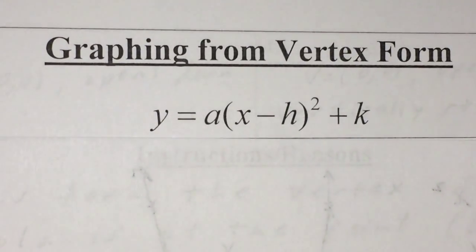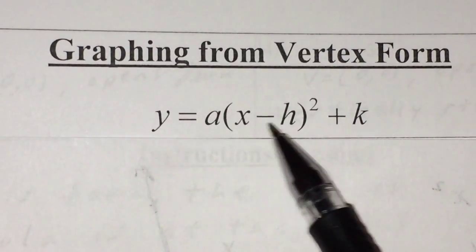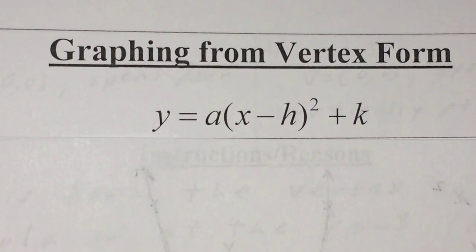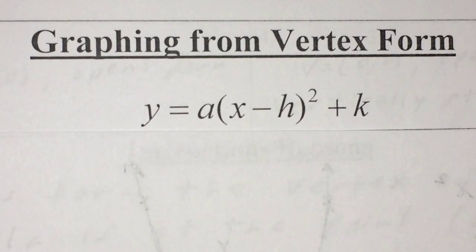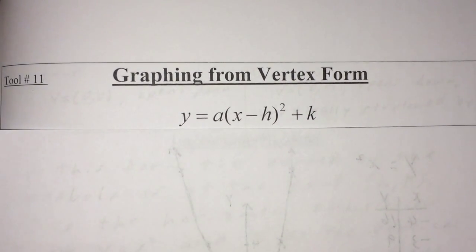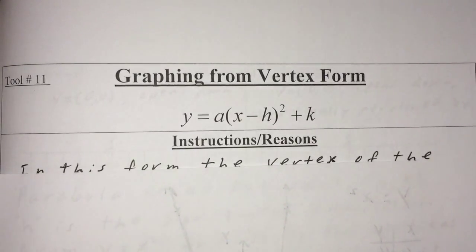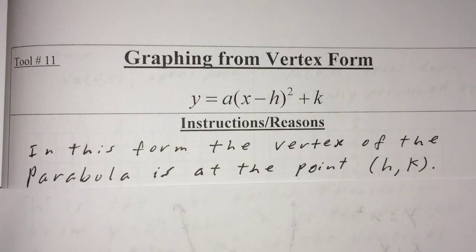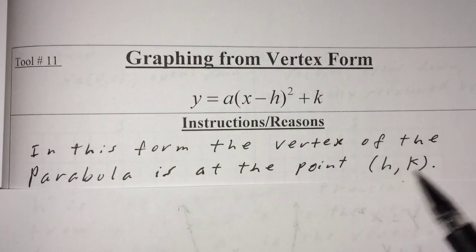Okay, so graphing parabolas from vertex form. Vertex form is y equals a(x minus h) all squared plus k. From this form we can get the vertex right away, and we'll see some stuff about factored form too. In this form, the vertex of the parabola is at the point (h, k).